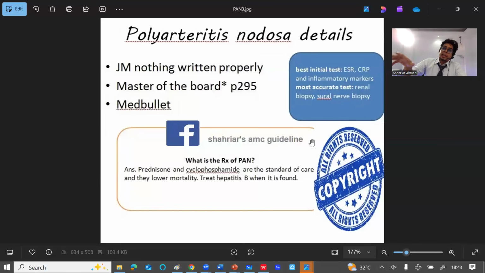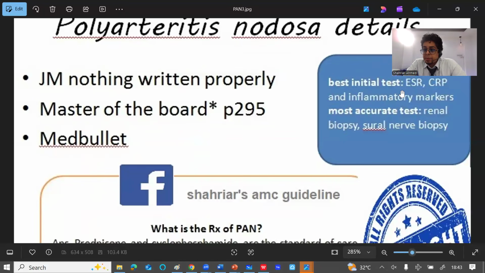Or many times as a diagnosis, they will tell you this is polyarteritis nodosa, or they'll give you a scenario and they will ask you what test you need to do next. This is how AMC often asks questions. What is the next test? What is the accurate test? Now, this is the important part for polyarteritis nodosa.